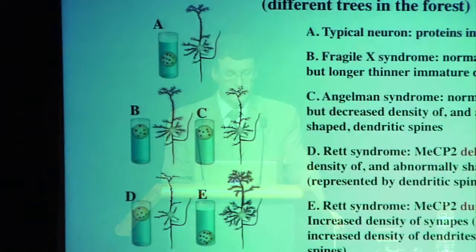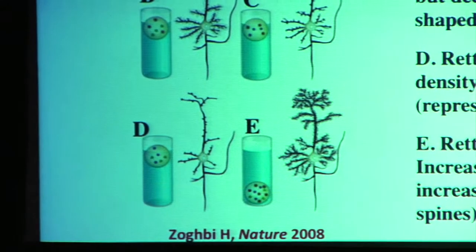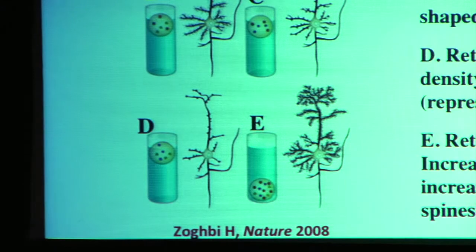Figure B shows a situation in Fragile X syndrome where there are normal dendrites but decreased density and abnormally shaped dendritic spines. Figure C shows the case for Angelman syndrome where there are normal dendrites on the neurons but decreased density of and abnormally shaped dendritic spines. And finally, figures D and E show a similar effect of altered homeostasis in Rett syndrome, where deletions, so only 1 copy present, or duplications, 3 copies of the MECP2 gene that is involved in Rett syndrome, lead to too few or too many dendritic spines.